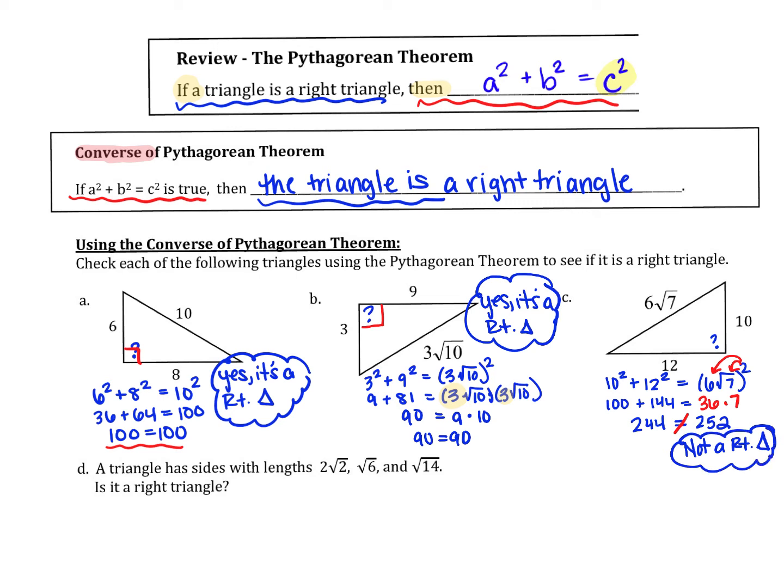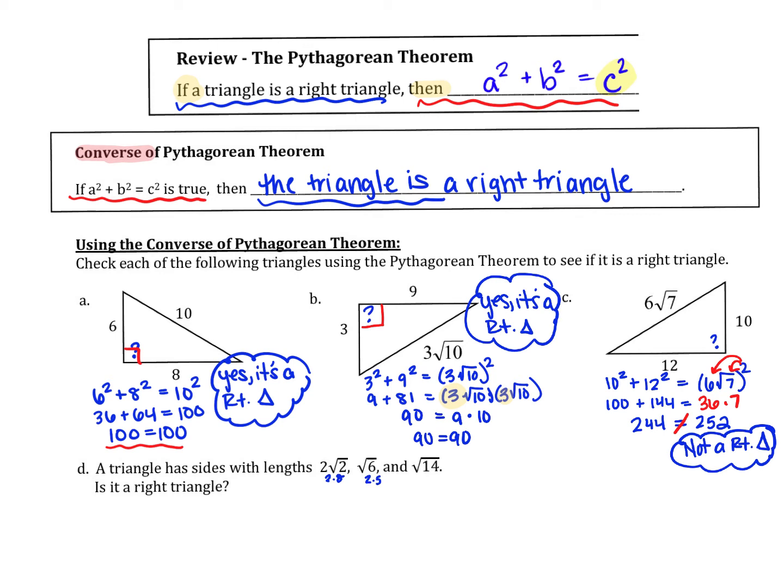Sometimes you will have examples like in D where you're not given a triangle, you're just given side lengths. A lot of the time they do put them in order for you, with the hypotenuse usually coming at the end, but it's always a good idea to check on a calculator to make sure that they did in fact do that. So 2 root 2 is approximately 2.8. And then the square root of 6 is approximately 2.5.